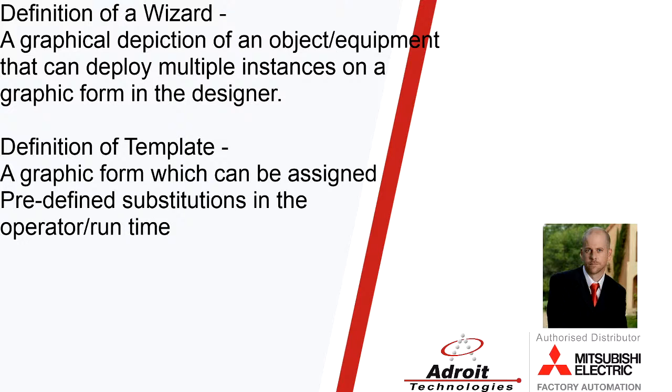A template, on the other hand, is a graphic form which can be assigned predefined substitutions in the operator runtime. So what that means is when you drop a wizard down, it would prompt you in the designer for your substitutions, for what data elements you want to connect to it. That is done at design time. And then a template is a graphical form that is launched in the operator, and then we assign substitution at that level, at the operator's runtime.